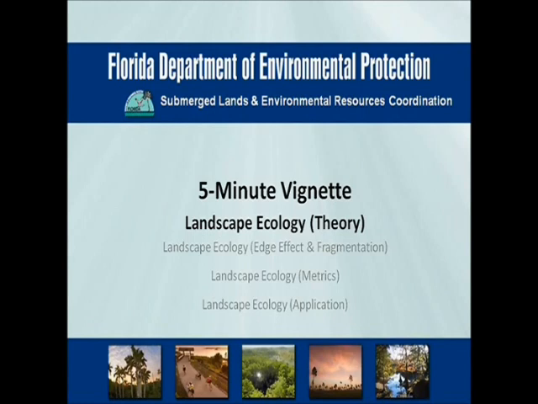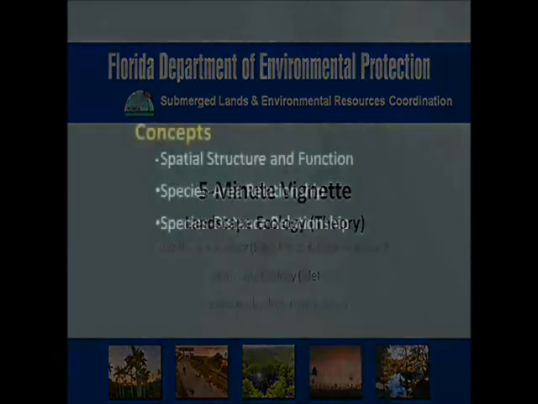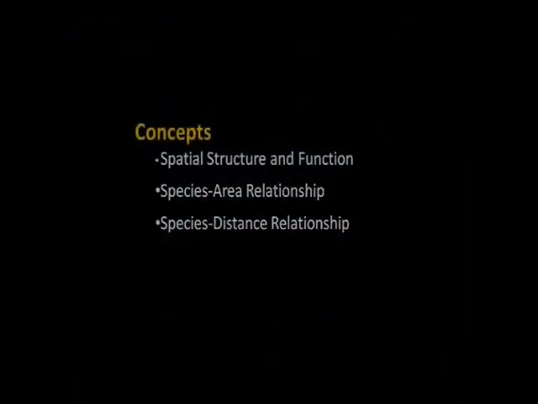This video is the first in a four-part series dealing with landscape ecology and terms and concepts often discussed as part of the Uniform Mitigation Assessment Method's location and landscape support scoring attributes. Concepts covered by this video include spatial structure and function, the species-area relationship, and the species-distance relationship.